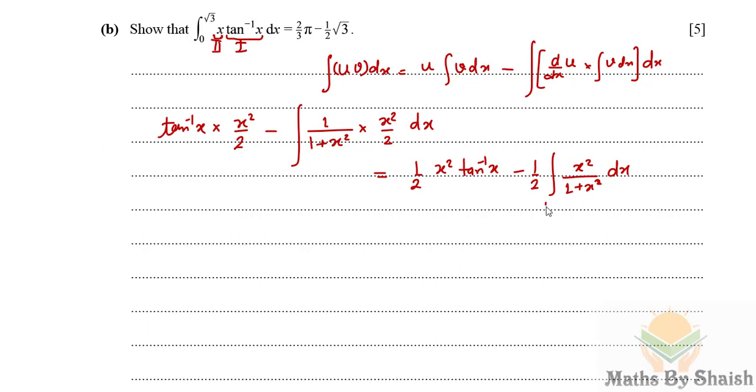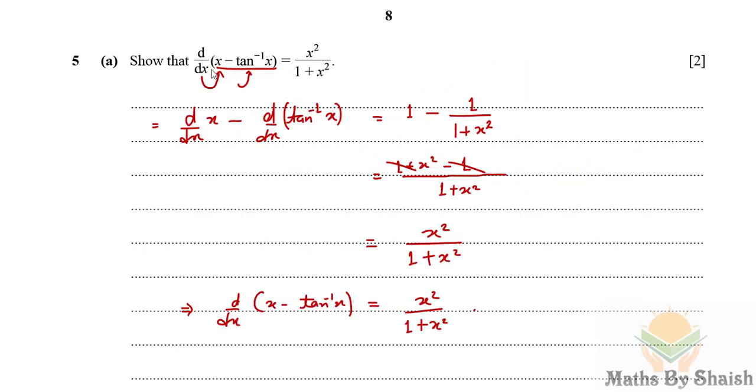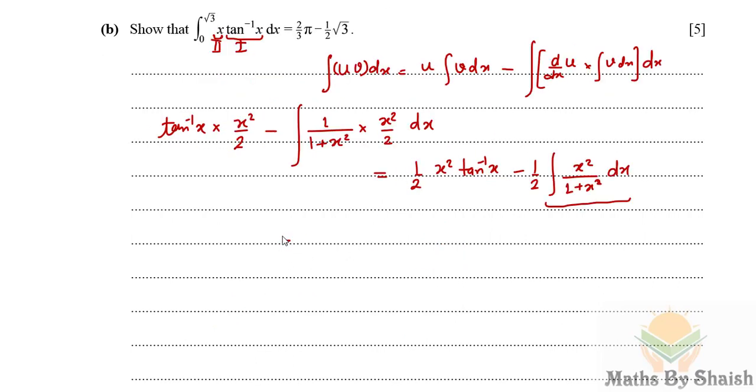Now we will use the first part. In the first part we have seen the differentiation of x minus tan inverse x is x squared over 1 plus x squared. It means from here we can see that the integration of x squared over 1 plus x squared would be x minus tan inverse x. We know that integration is just the reverse of differentiation, so it is going to be x minus tan inverse x. So we will use it here. So this becomes 1 over 2 x squared tan inverse x minus 1 over 2 times (x minus tan inverse x), because this integration from the first part is x minus tan inverse x.